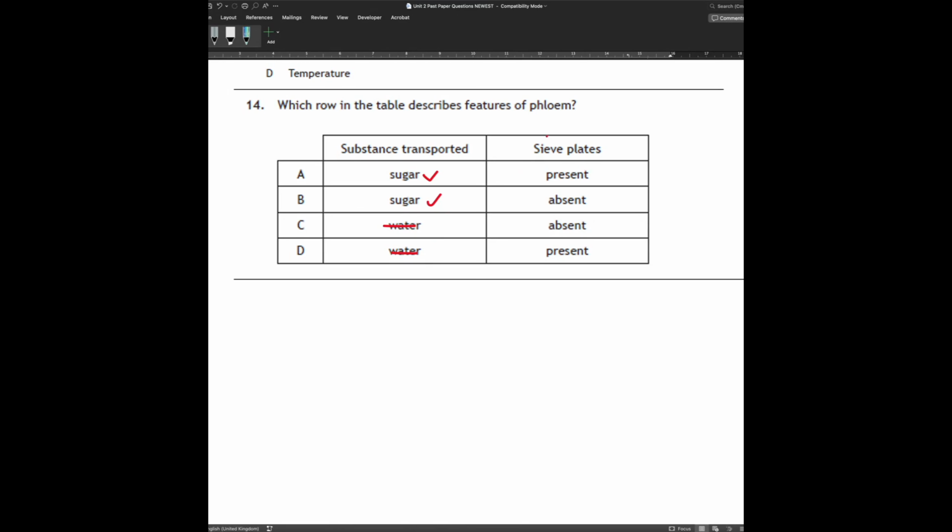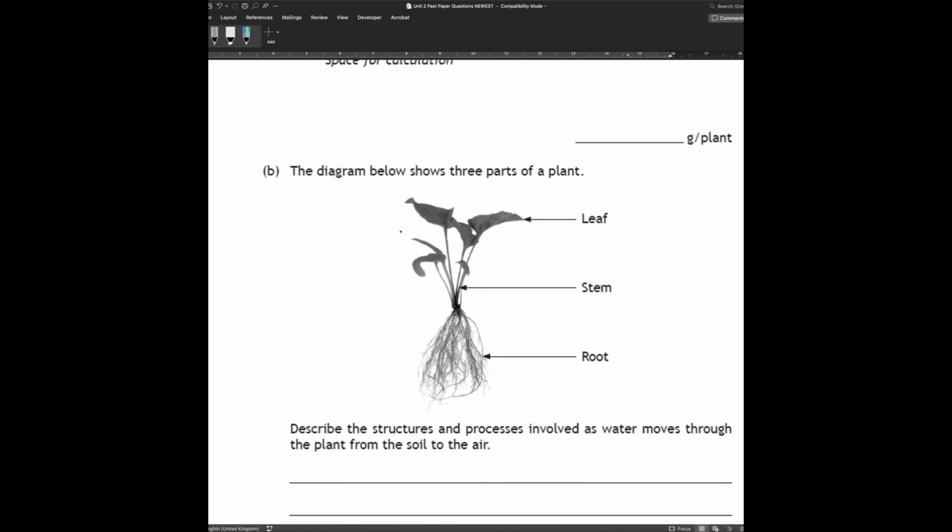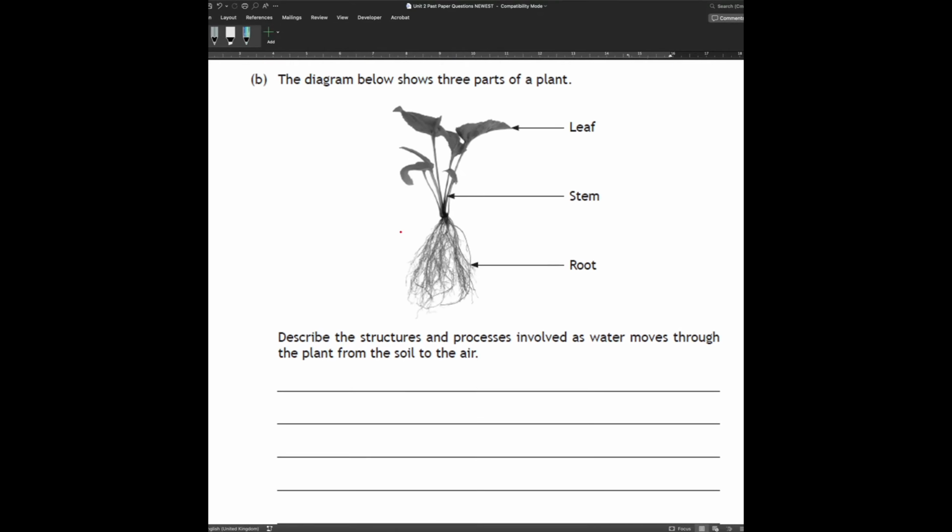And we know it has sieve plates, so it's going to be that one there. Okay, good stuff. Now, what we're going to do is skip ahead, because this question here is one that I want us to have a closer look at.